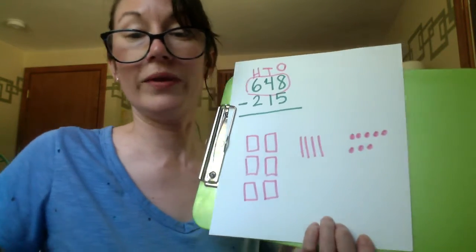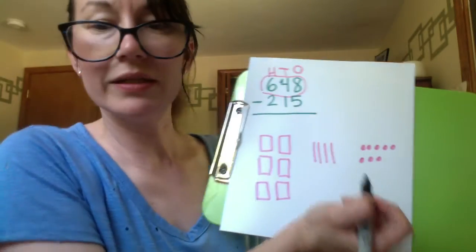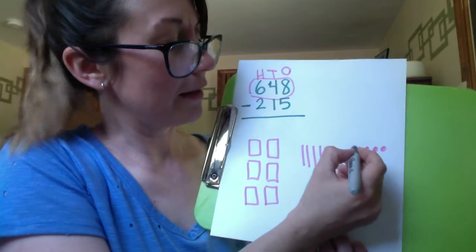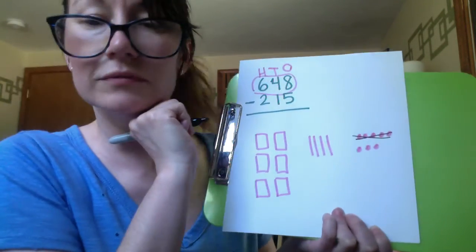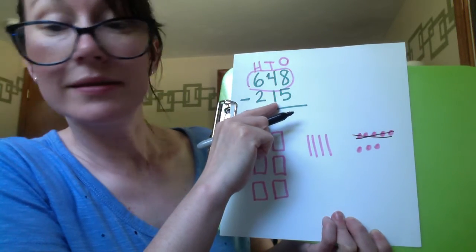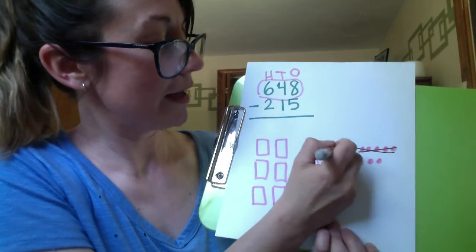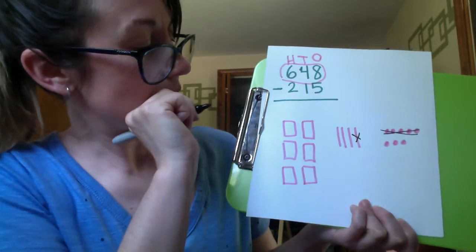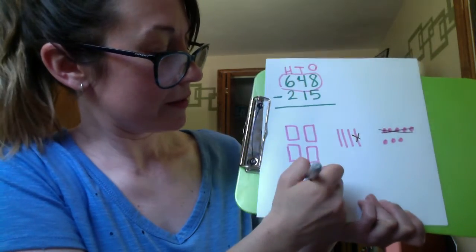So let's go ahead, and I always start with my ones when I do this. How many ones am I going to take away? I'm going to take away 5. Oh, look at that. I know that this is 5 right here. So I'm just going to cross all those out. How many tens? Sorry, we did the ones. How many tens am I going to take away? 1 ten. So there we go. And how many hundreds? 2 hundreds.